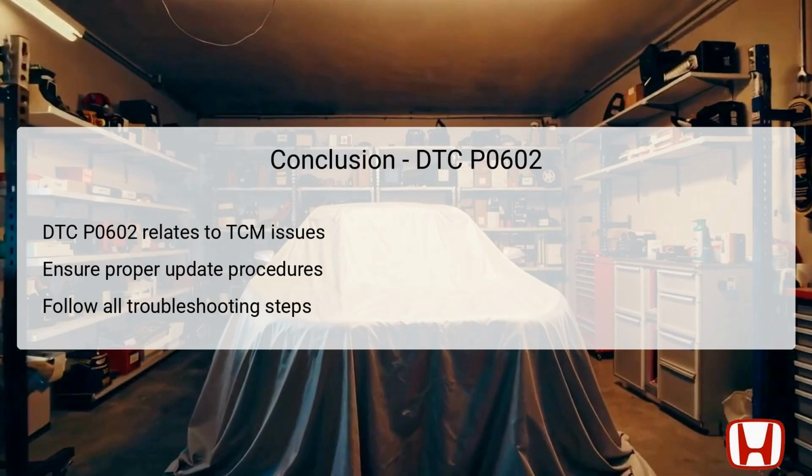In conclusion, DTC P0602 is indicative of programming errors stemming from incomplete updates of the transmission control module. Following thorough diagnostic and troubleshooting steps ensures that these issues can be addressed effectively. Remember to keep the vehicle in the on mode during updates and always check for DTCs post-repair to confirm resolution. Regular preventive maintenance, including updates and diagnostics, will help avoid these types of DTCs in the future.